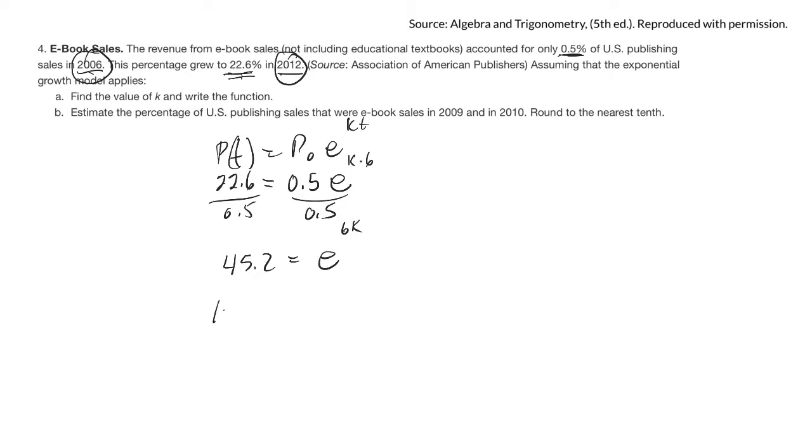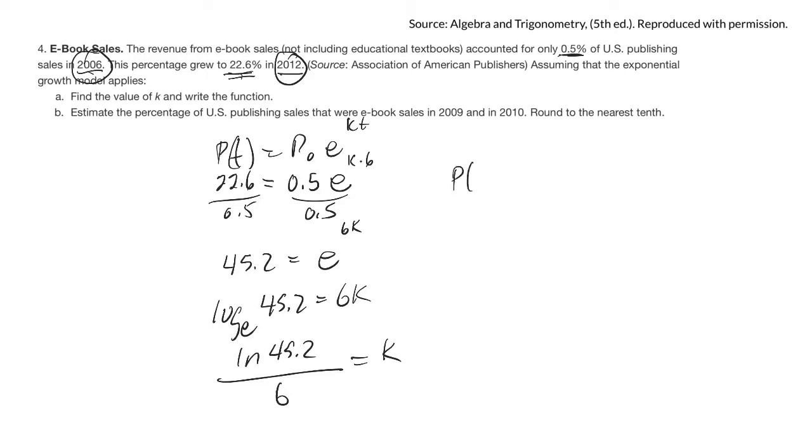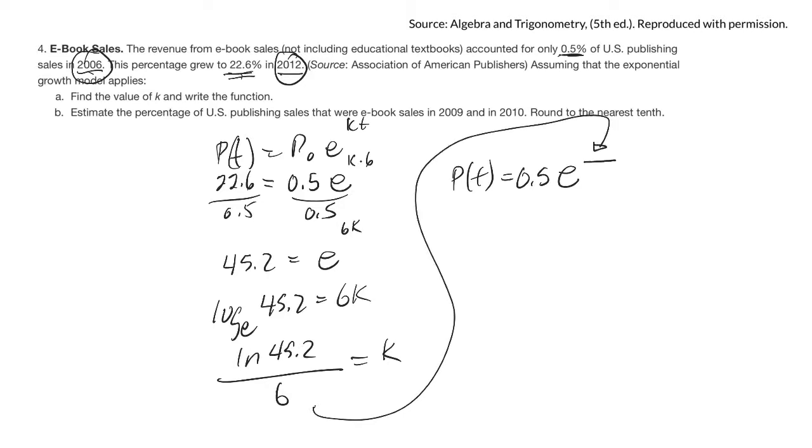Change it from exponential to log form. So log base e of 45.2 is equal to 6k. And then the ln of 45.2 divided all by 6 will be equal to k. And then you'll write the function, so it'll be p of t is equal to 0.5%, that's what it starts with, e to the k, and whatever this number comes out to, I'll put that right up here and put a t there.